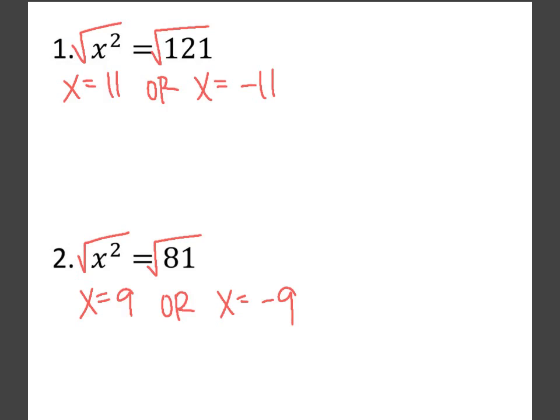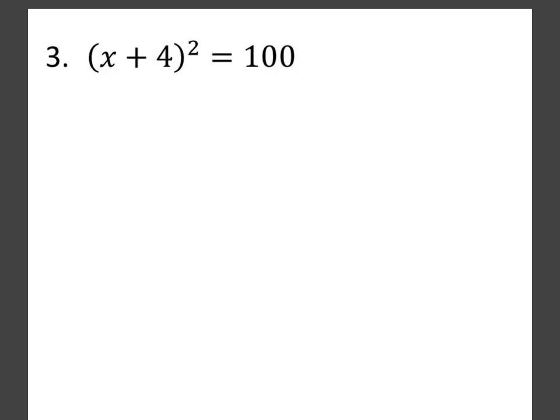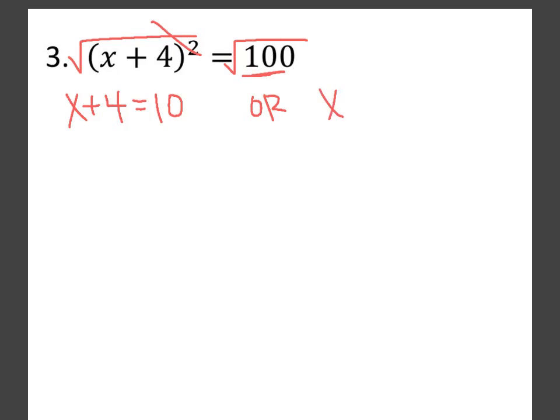Now, the questions on the CFA won't be quite so straightforward. So let's look at question number 3. The quantity x plus 4, all to the second power, equals 100. Well, I'm still going to take the square root of each side so that I can get rid of this power 2. So my square root and my exponent cancel out, and I'm left with x plus 4 equals, well, the square root of 100 would be 10. But remember, whenever I take the square root, I also could have a negative value. So x plus 4 could also equal negative 10.